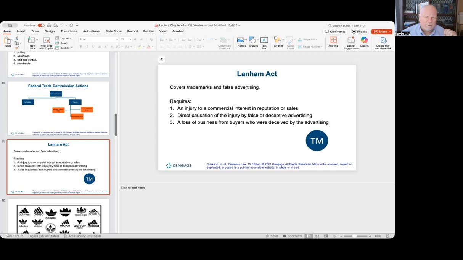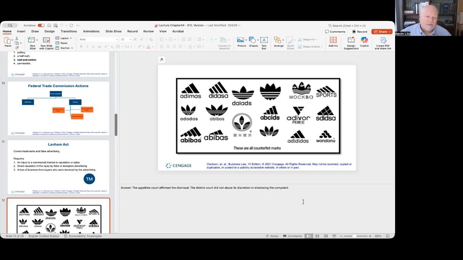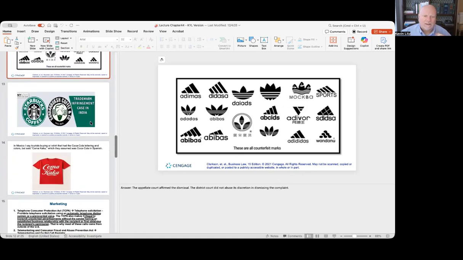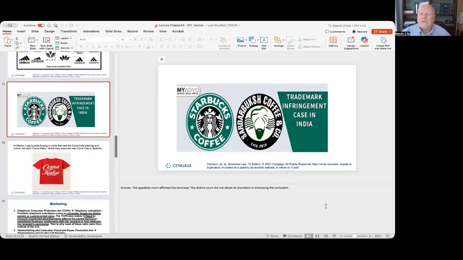Here are some examples. These are all examples of Adidas knockoffs. Fairly close. They might be in different words, or if you're watching this from Europe, Adidas. Here are some examples from India, where instead of Starbucks Coffee, it was, I'm sorry, my Hindi is not good, Sardar Buksh Coffee and Co. And that was found to be infringing on Starbucks.